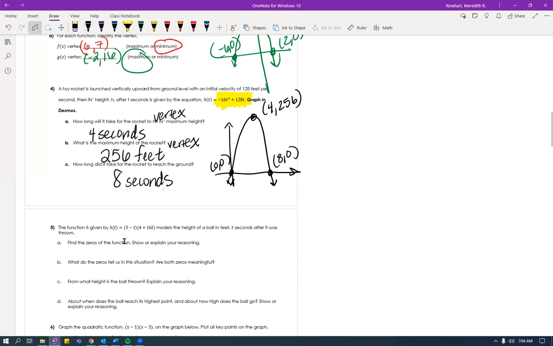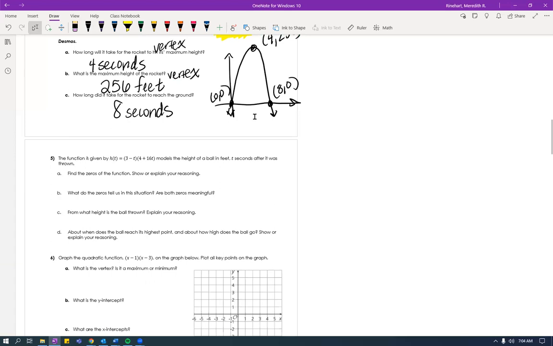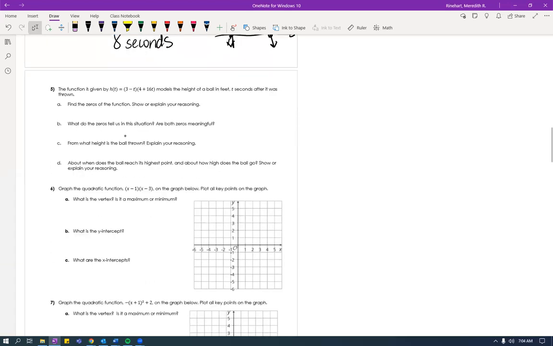All right. Let's go on to problem number 2. It's very, very similar. We're going to take function f here, and we're going to graph this in Desmos to model the height of a ball 2 seconds after it was thrown. So go ahead and type what I highlighted into Desmos: parentheses 3 minus t, and parentheses 4 plus 16t. When we graph in Desmos, we are going to find the zeros, or the x-intercepts.